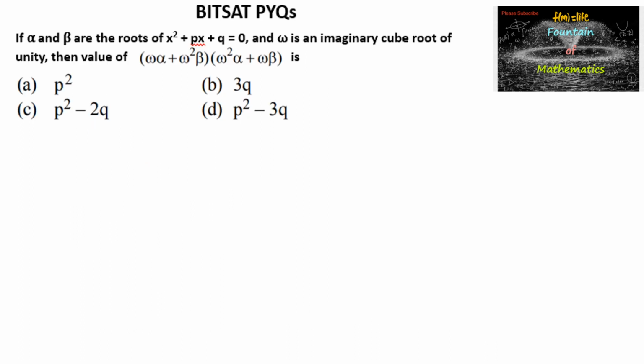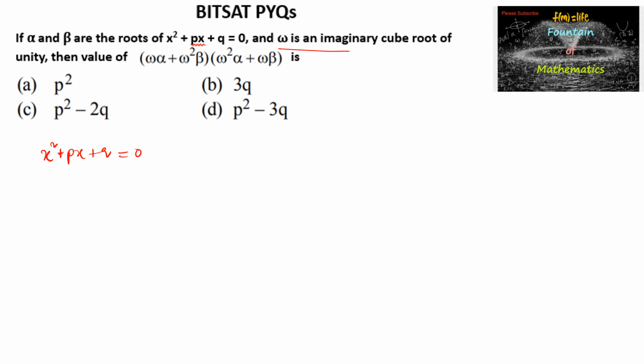Given alpha and beta are the roots of the equation x square plus px plus q is equal to 0, and omega is an imaginary cube root of unity, then we need to find the value of (omega alpha plus omega square beta) into (omega square alpha plus omega beta).